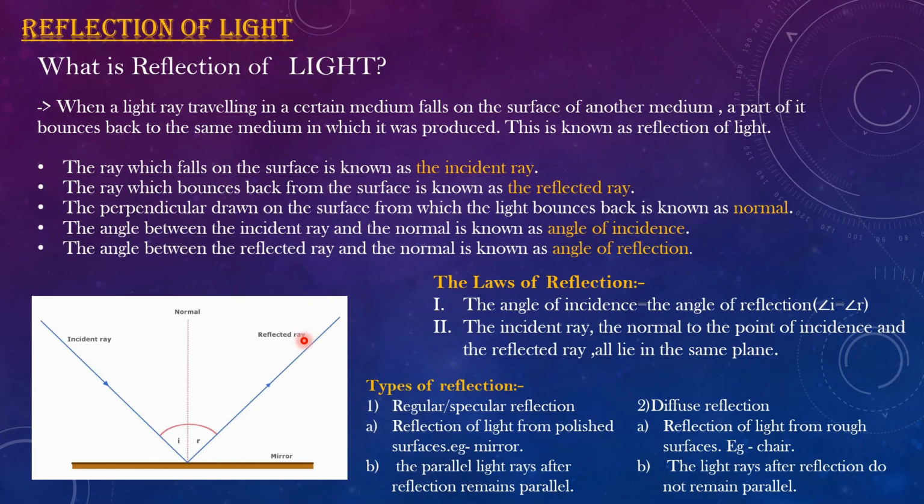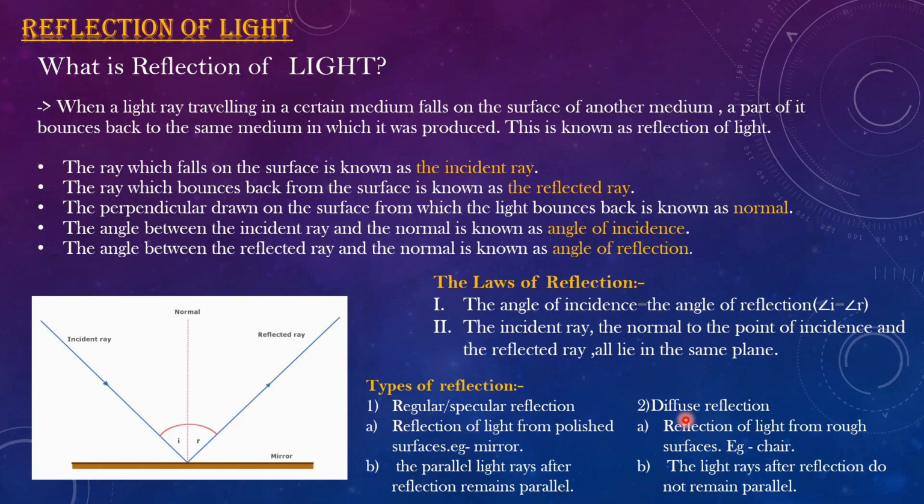Now, what are the types of reflection? There are two types of reflection. 1. Regular or specular reflection. 2. Diffuse reflection. Regular reflection is the reflection of light from polished surfaces, for example, mirror. The parallel light rays after reflection from these polished surfaces always remain parallel. Take for instance this diagram.